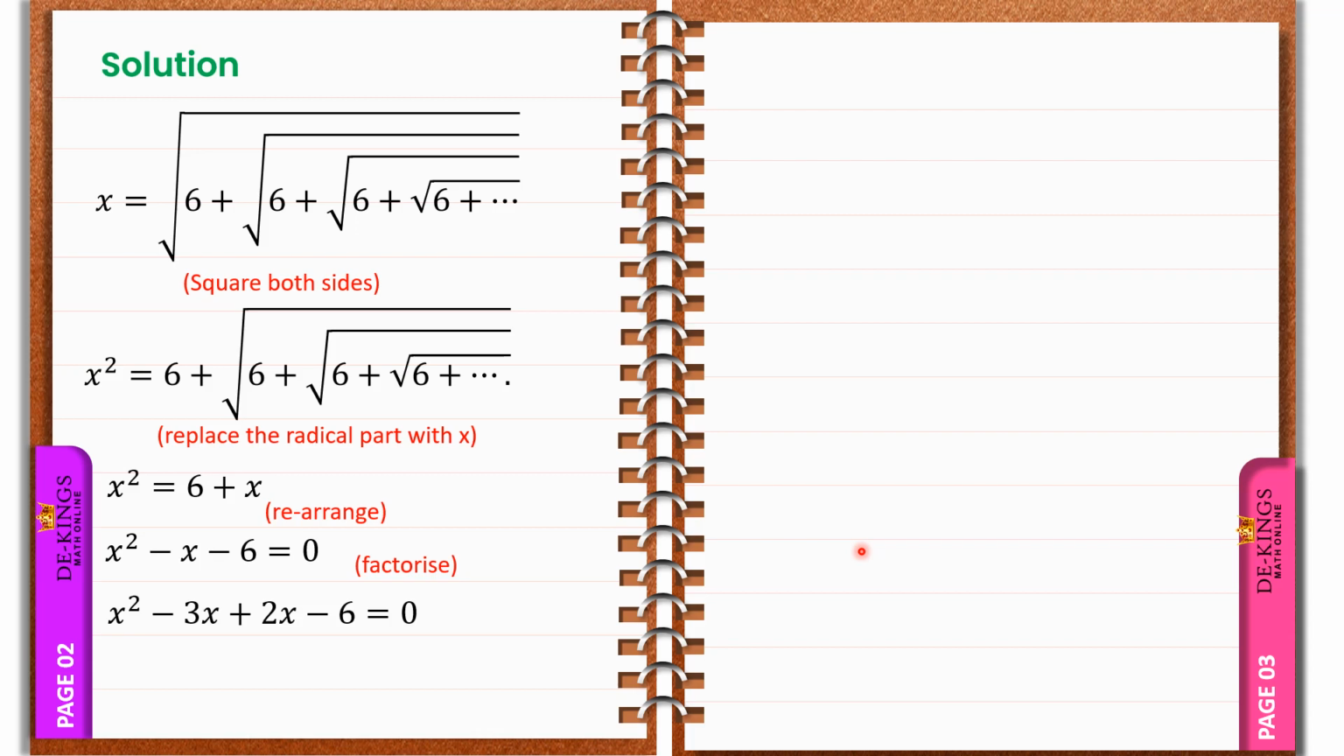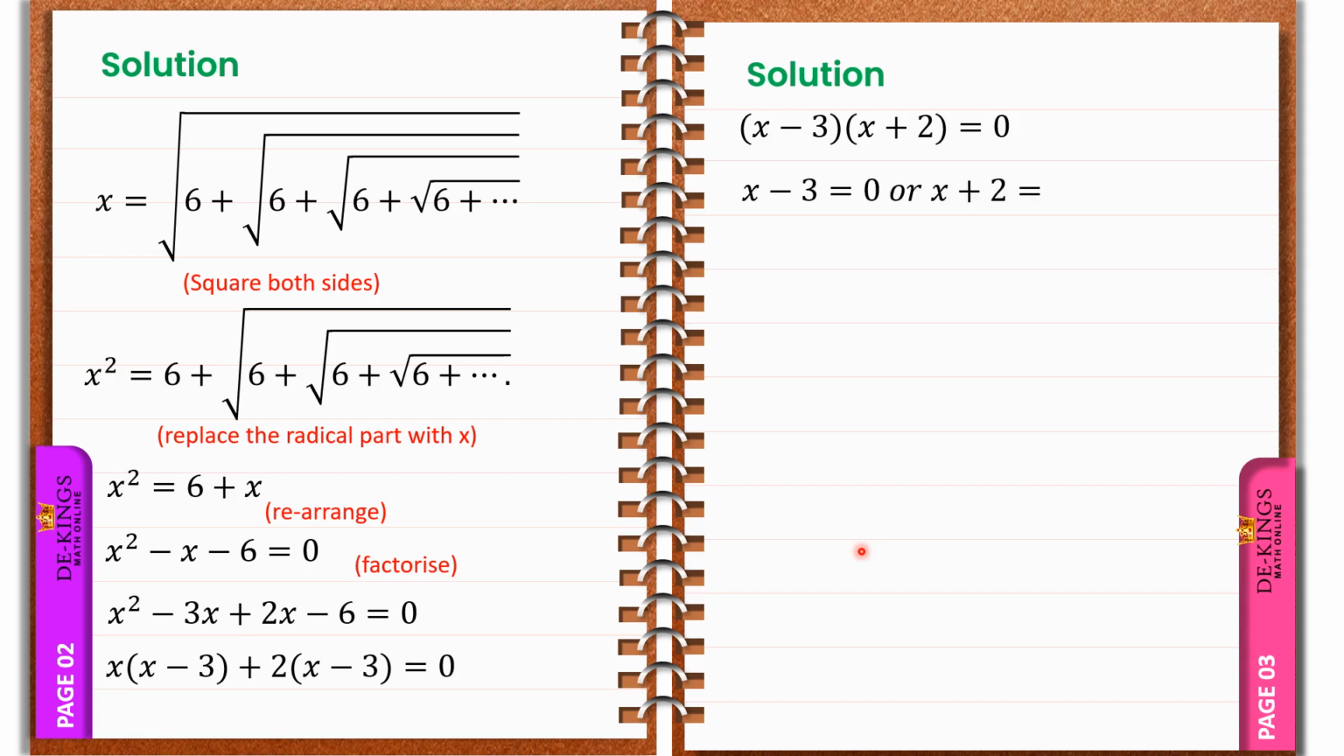Okay, so now we know how to factorize. Let's take x outside from the first two terms. We have x into x minus 3, then plus 2 into x minus 3 equals 0. Now let's group them. When we group them, we have x minus 3 into x plus 2 equal to 0. So we equate each of the terms now to 0. We have x minus 3 equal to 0, or x plus 2 is equal to 0. So in this case, our x is going to be 3 or minus 2.